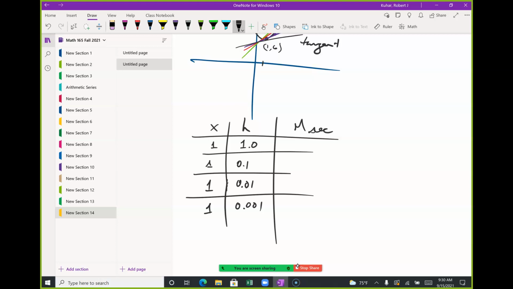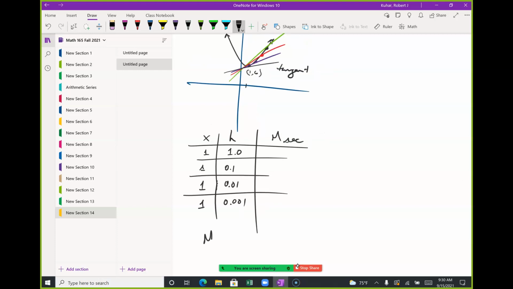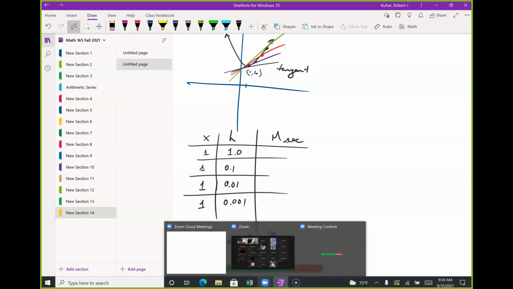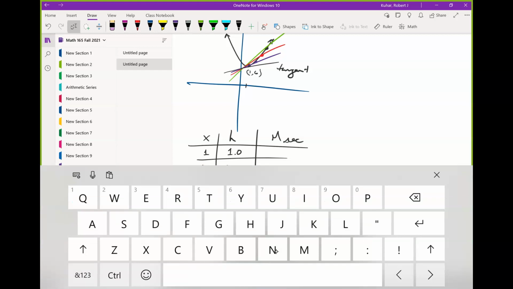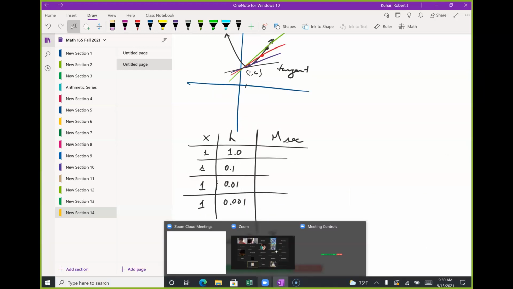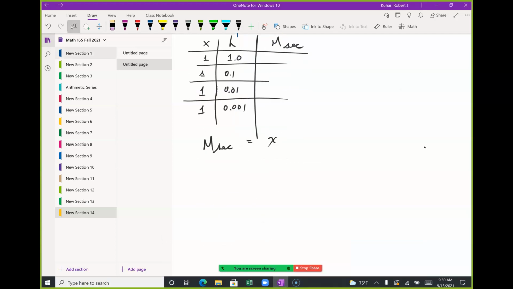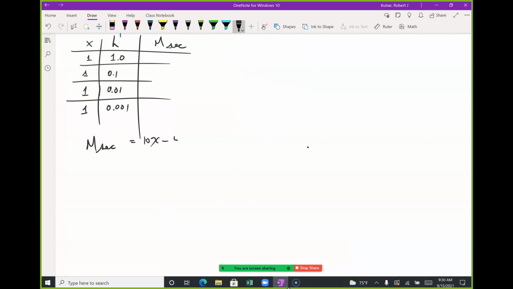Now, of course, for me, I got my m sub sec as x. I forget already. Help me. Remind me what we got. We got 2x, didn't we? 10x plus 5h minus 6. Okay, thank you. So I need my 10x minus 5h minus 6, but I know x is 1 every time. So m sub sec of 1 comma h is 10 minus 5h minus 6, so 4 minus 5h.